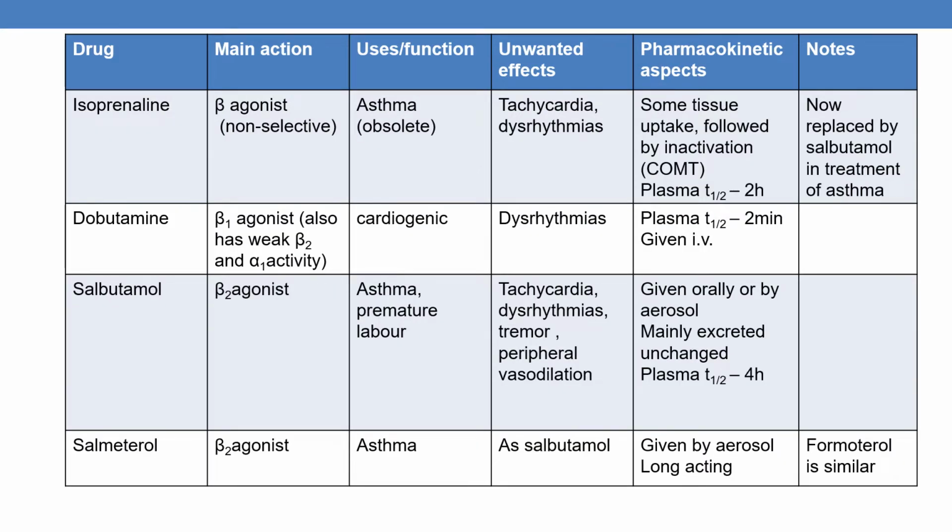The next drug is isoprenaline. It is a beta agonist but it is non-selective. It is used to treat asthma. Now it is obsolete. Unwanted effects are tachycardia and dysrhythmias.